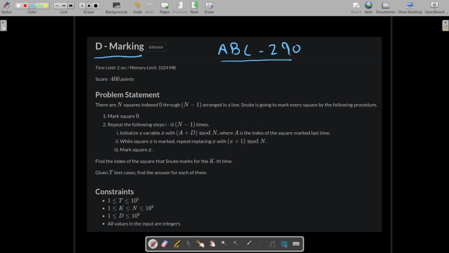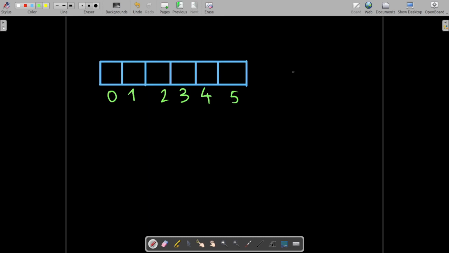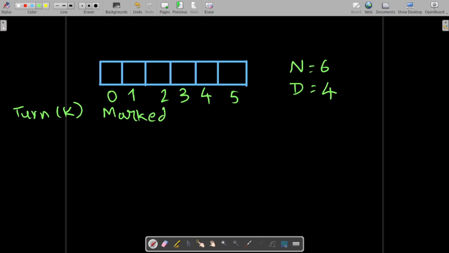So let's get started. We are given n squares. Let's suppose that n is 6, and we are given a displacement which is d. For this problem, let's say that it is 4 for now. And we start by marking the square at the position number 0. We'll also have something called turn, which in the question is given as k, and we'll have to say the marked tile.